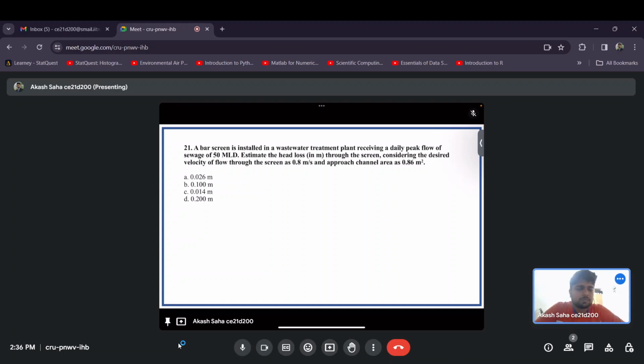0.86 meter square. In the starting of our class, we discussed the screens and found that while passing through the screen, there will be a head loss. And we saw the equation of the head loss, that is 1 by 2g into capital V square minus small v square, where capital V is the velocity through screens and small v is the approach velocity. In this question, they are asking us to calculate the head loss again. So please go through the question once again and then we will discuss.